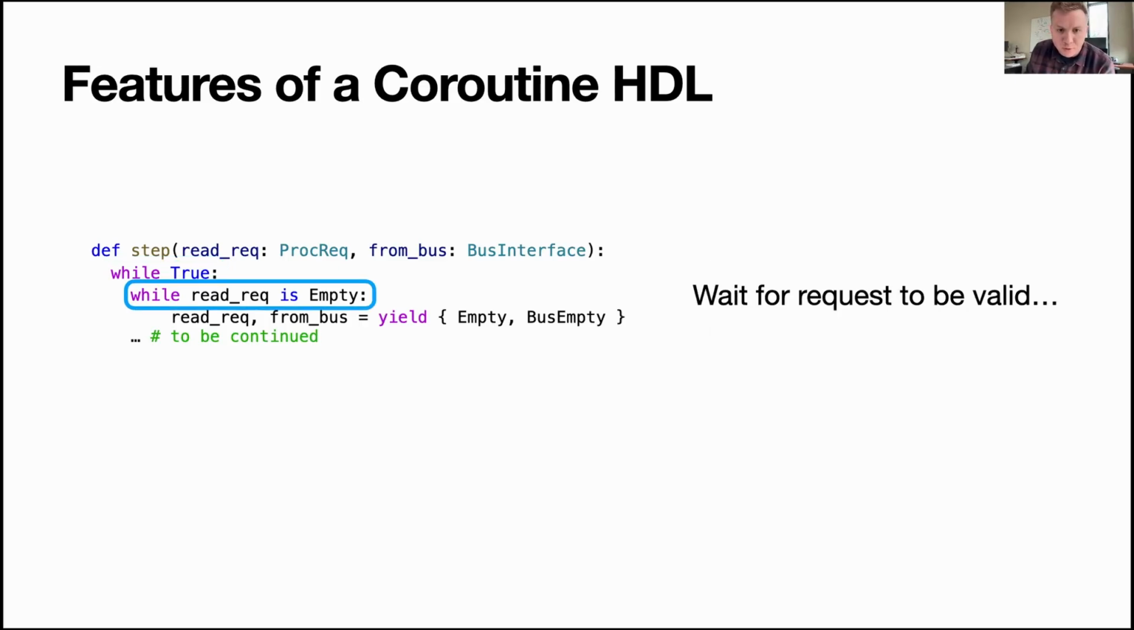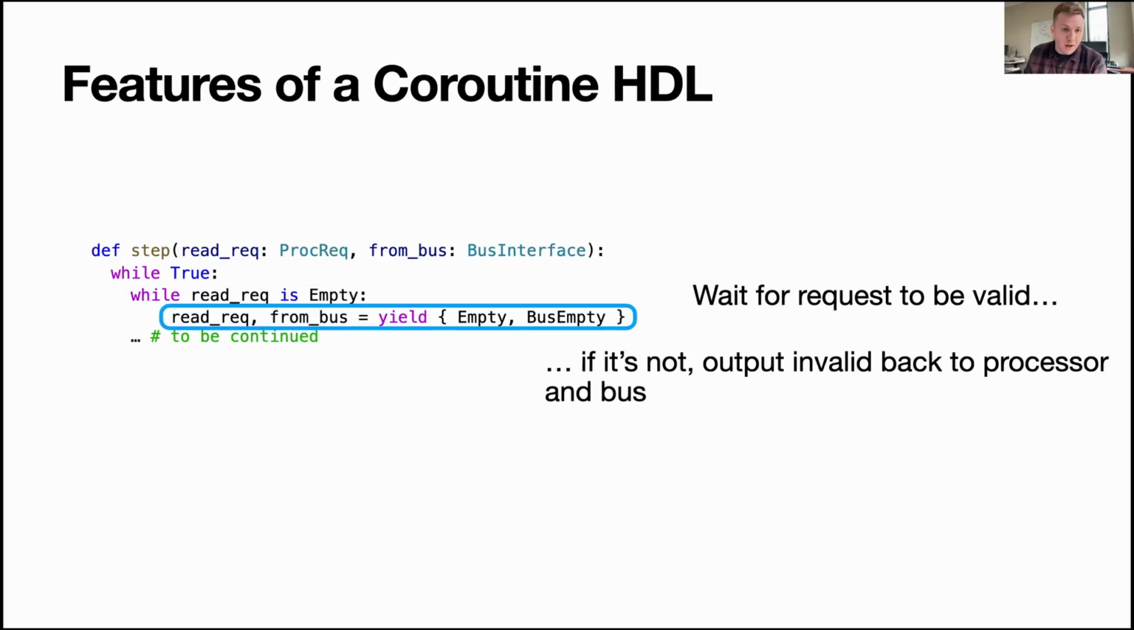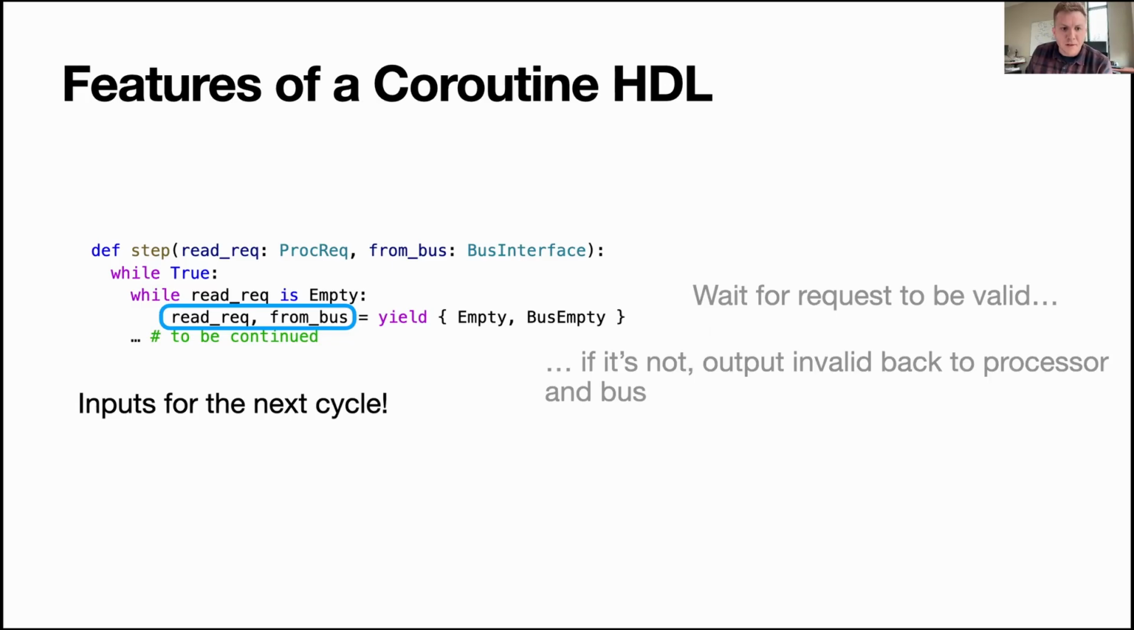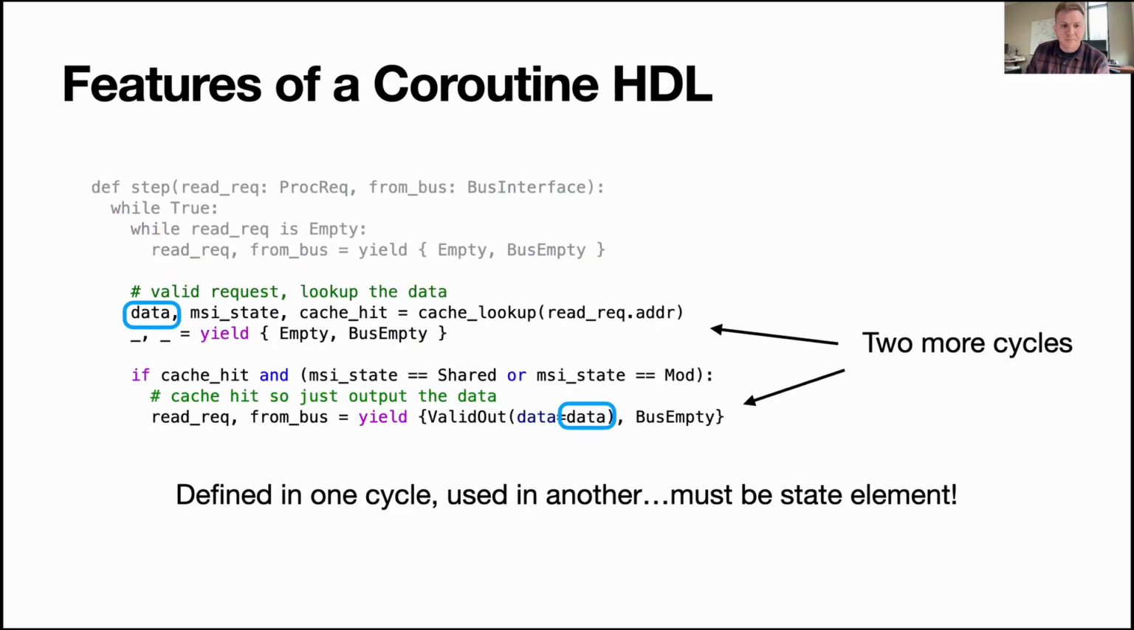The first block of statements in the while true loop is the code that corresponds to waiting for a request state, and yields empty, invalid inputs every cycle that it is not getting a request. And note that the yield returns the inputs for the module in the next cycle, which is where execution resumes. So if we add the code in for the next two states following the cache hit path, you should note that the data variable defined by the cache lookup and then later returned in the yielded valid out object needs to correspond to a state element because it persists over the yield boundary. In other words, because its value is needed in multiple cycles, it must be stored in a register. And so the synthesized circuit must infer a state element there.